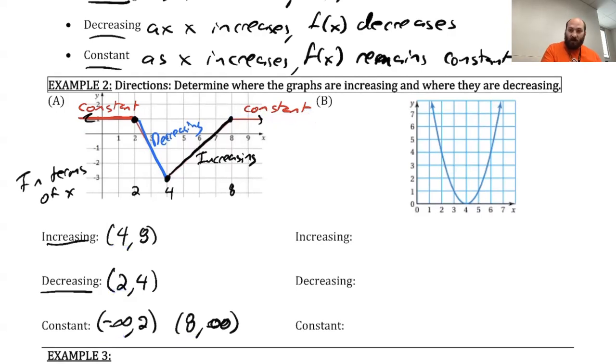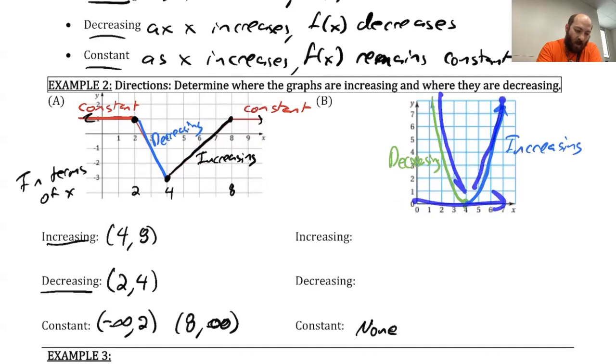In the second graph, this one's a little bit different. We don't actually have any constants, so there are no constant intervals. But my graph is doing some interesting things. It's decreasing to that point. That's my decreasing there. Then it turns around at that exact moment and now it's increasing. Again, we always read it left to right. So this is going down for f of x, and this is going up. That's what creates our increasing and decreasing intervals.